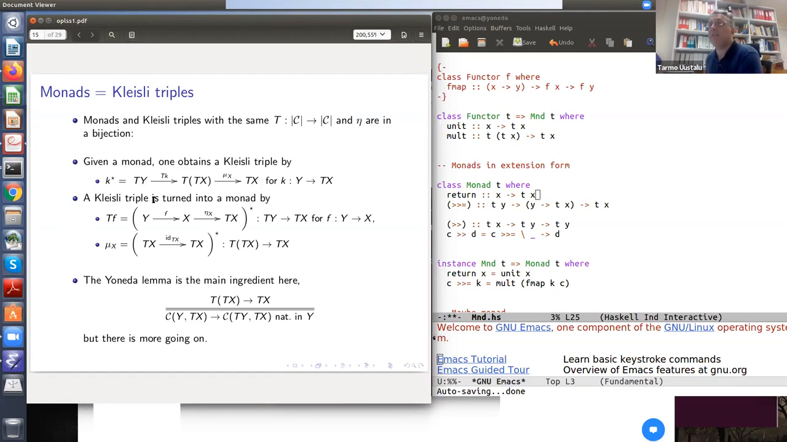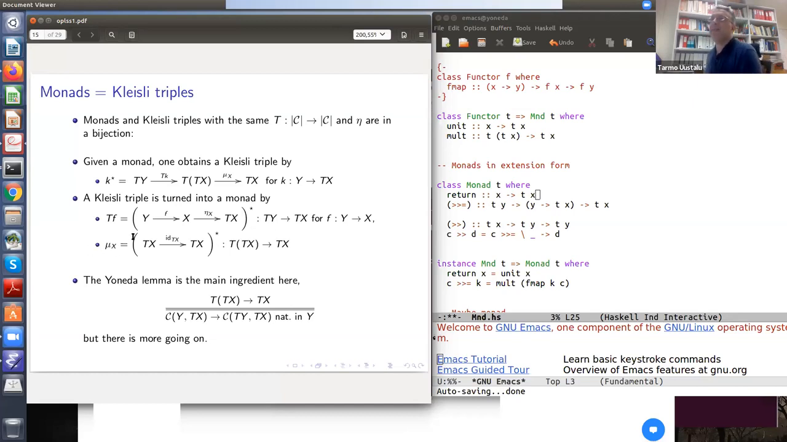Then how do you go in the other direction? Turn a Kleisli triple into a monad. That goes like this. First, I have to define what T does on maps. So for any map Y to X, I need one from TY to TX. How do I make one? Well, the only way that I have for this in a Kleisli triple is to promote something that goes from Y to TX, or to Kleisli extend something that goes from Y to TX. Something that sends a computation to a computation.